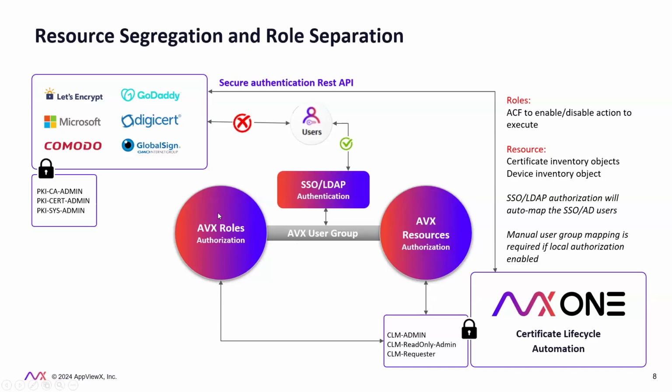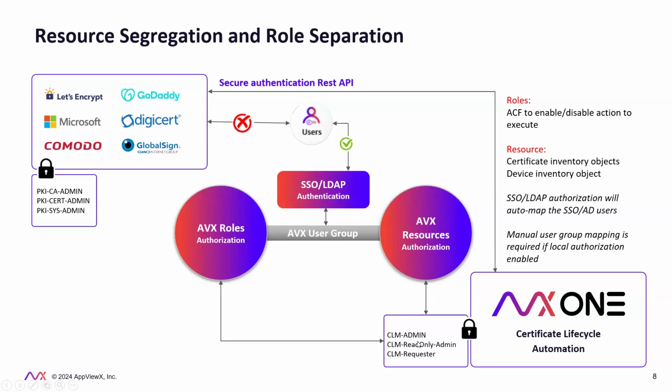All these roles and resources will map to the user group, and the user group is tied to the user. The user group can be an LDAP synchronized user group, and you can have your user defined as a member of the user group, and you can control through roles and resource.